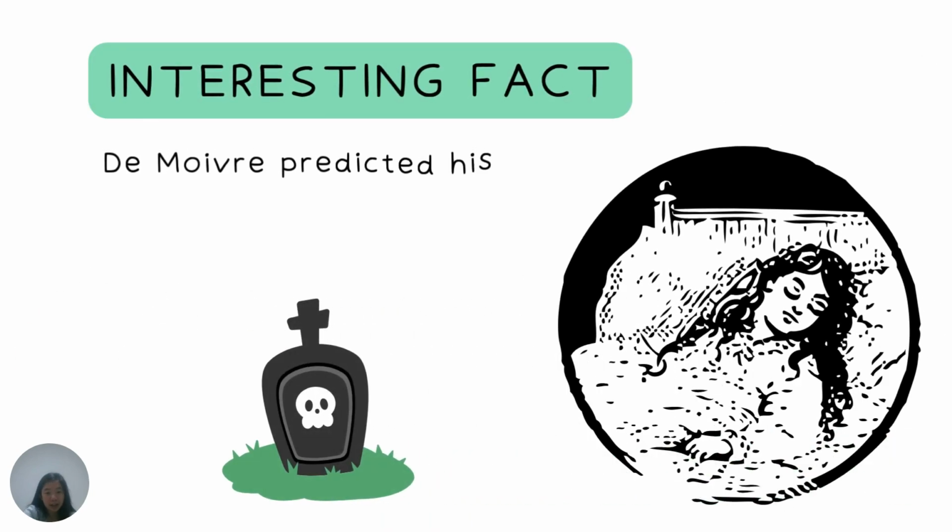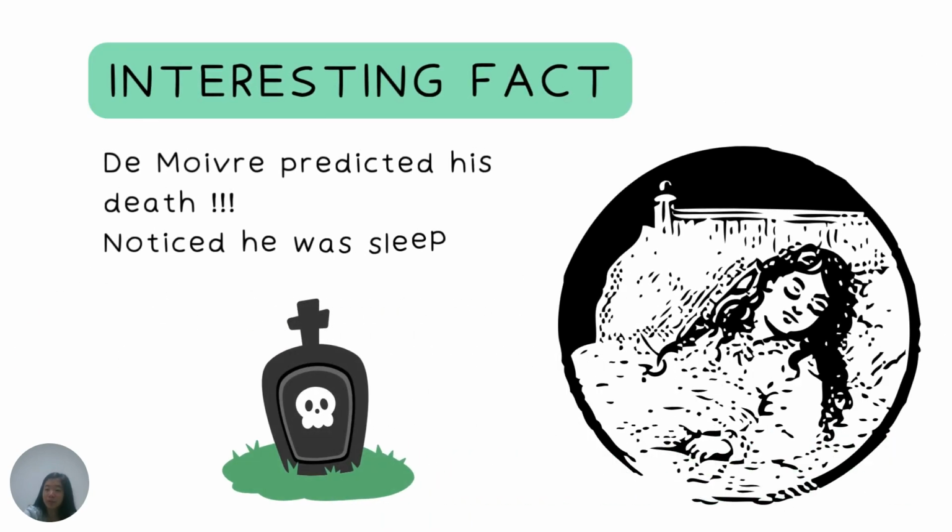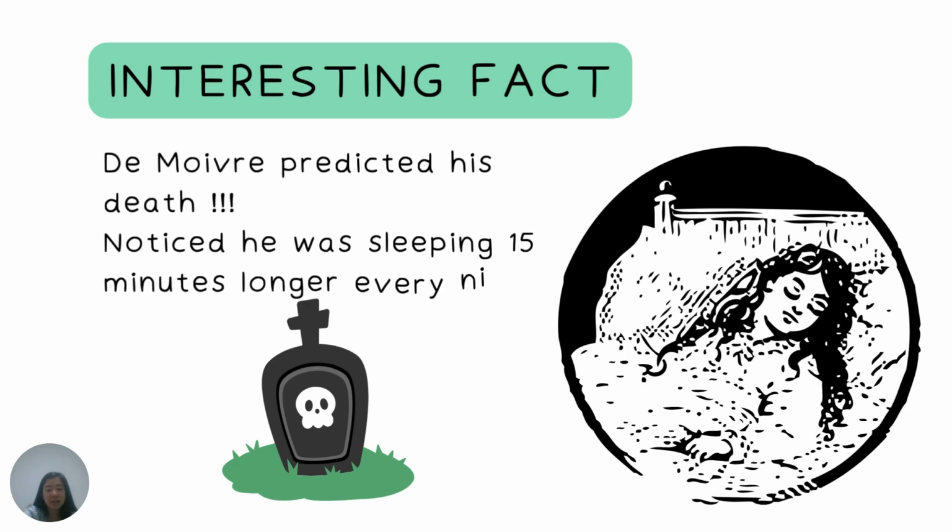Here's an interesting fact. De Moivre was so obsessed with math that he actually calculated the exact day of his own death. He noticed he was sleeping 15 minutes longer every night and used a simple math sequence to predict the day he'd never wake. And he was right. It shows that to De Moivre, the world wasn't just random. It was a series of patterns and sequences waiting to be solved.